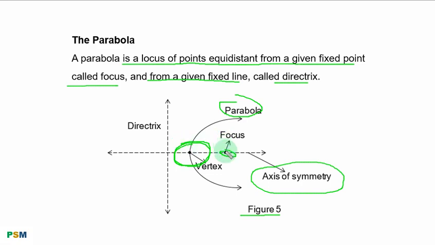From the focus, there are so many points that can be traced to the parabola. Hence, you have the definition of a parabola as a locus of points equidistant from a given fixed point called the focus. This is the structure of a parabola.